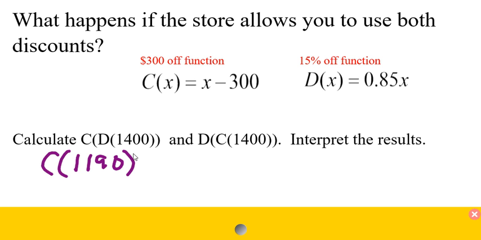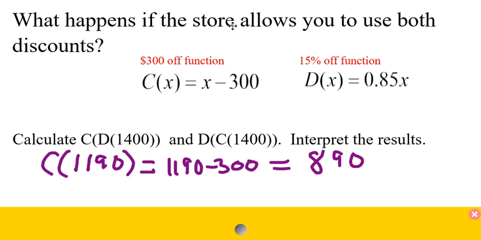And now I take that 1,190 and I subtract, because I put that 1,190 right in here. So 1,190 minus the 300. Now you can see that price is going to be $890. So I'm going to pay $890 for that computer if they allow me to take the 15% discount first and then subtract the $300. Now let's switch the order around and do it the other way.